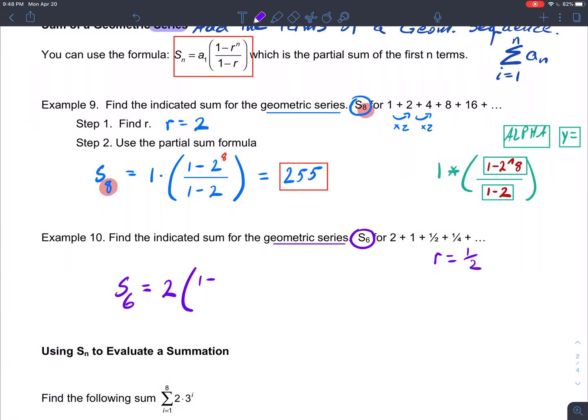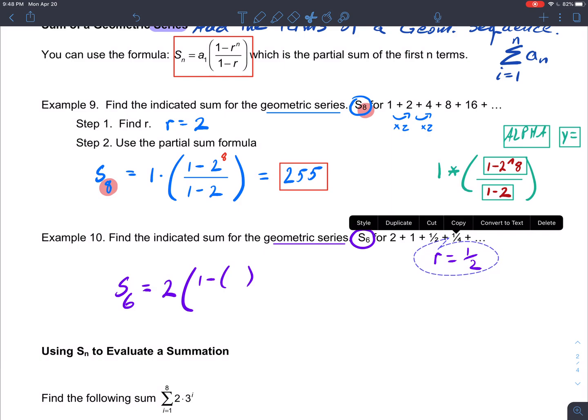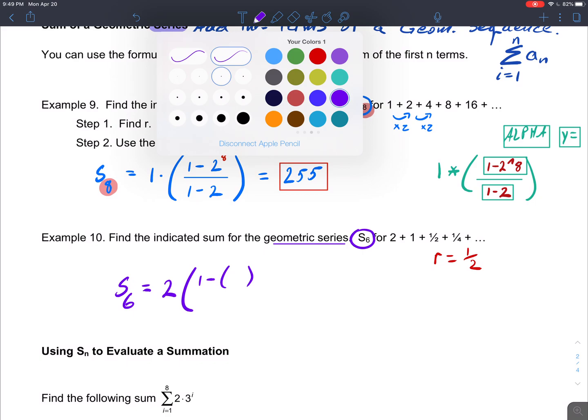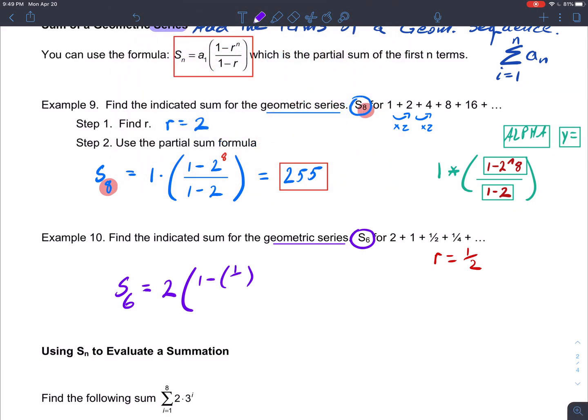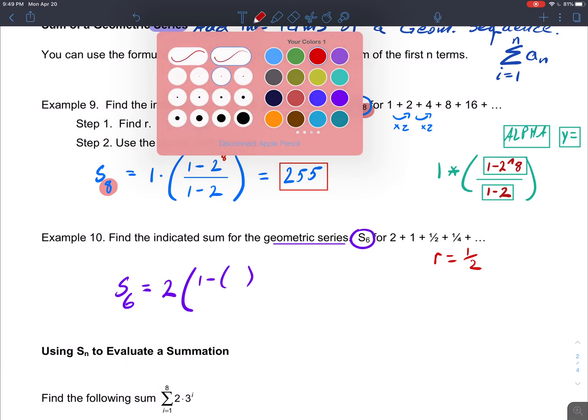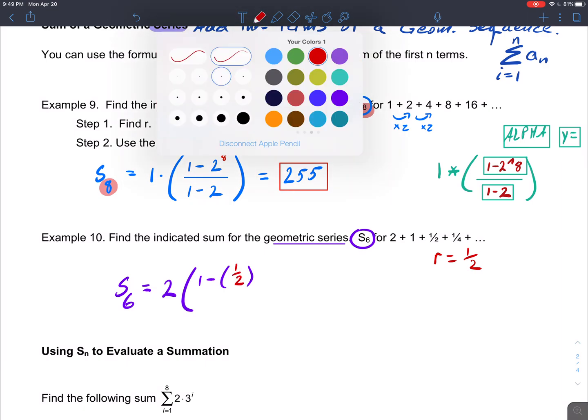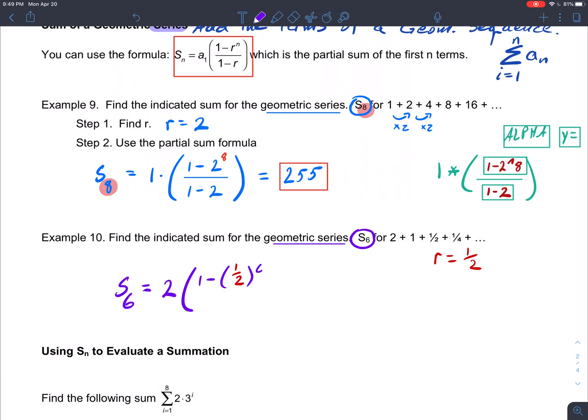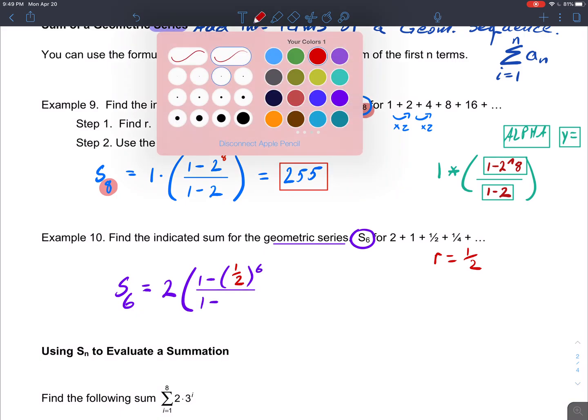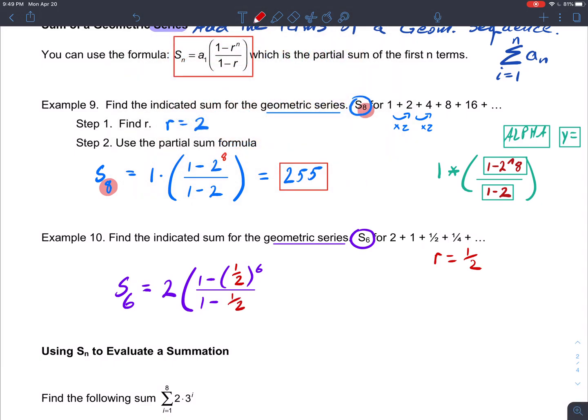All right, so let's move on. That's 1 minus parentheses. Let me do this in a different color. My R value was a half. So I'm going to have 1/2 as my R here. And it is raised to the 6th power, since they asked for the 6th partial sum. And on the bottom, 1 minus 1/2 again. So I would be careful, again, to make sure you plug this into the calculator properly.